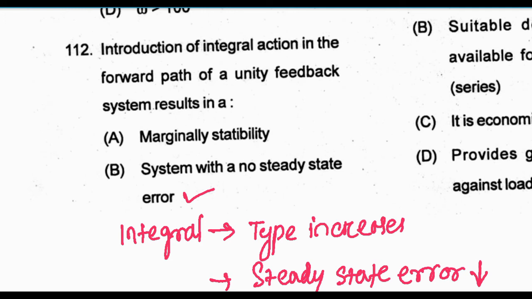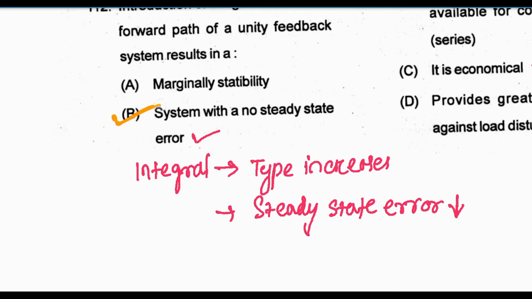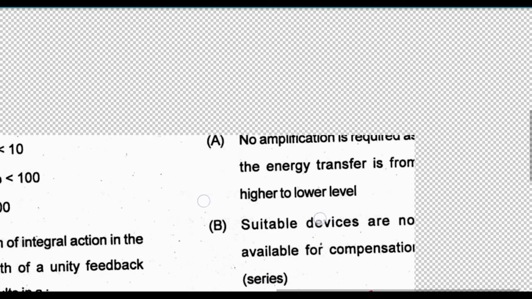Introduction of integral action in the forward path of a unity feedback system results in a marginal stable, or option B, a system with no steady state error. So the answer is option B. For integral system inclusion, the type increases, because integral is represented by 1 by s. If we multiply by 1 by s, the type of the system will increase, and the steady state error will decrease. The system with no steady state error is the correct answer here, option B.